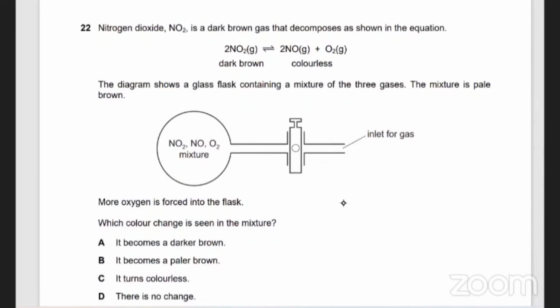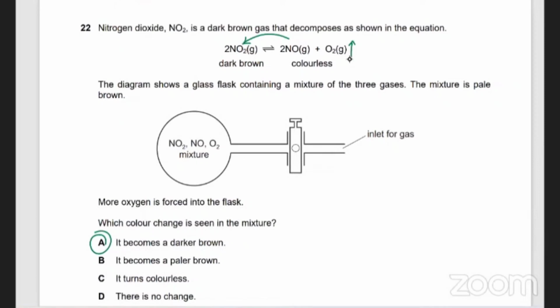Now, when you try to add more of one thing in an equilibrium, when you try to add more oxygen, the equilibrium will try to decrease it. So if you increase the amount of oxygen, the equilibrium will favor the backward reaction, and it will try to decrease the amount of oxygen. So hence more NO2 gas is going to be produced. So it's going to become darker. That's A. Okay, A will be the answer to this.